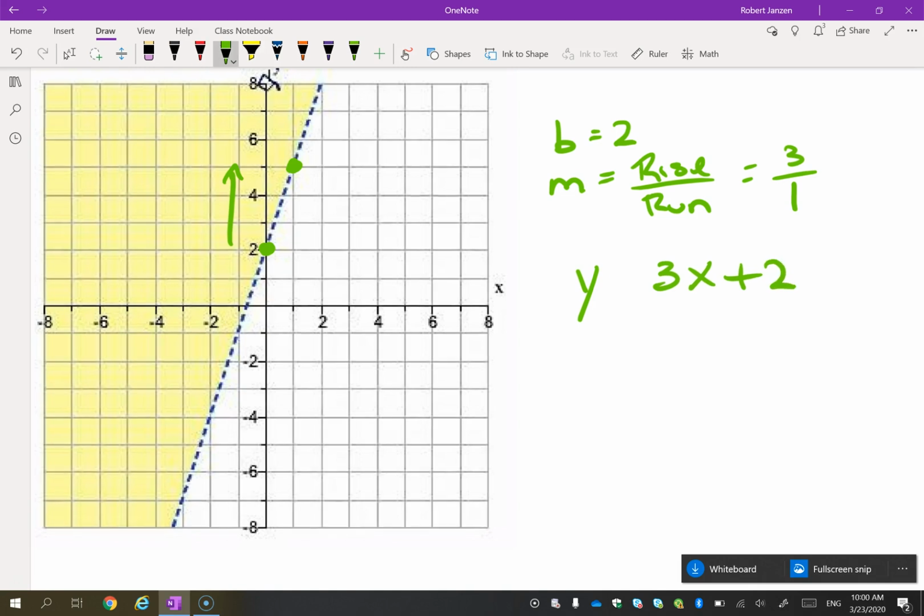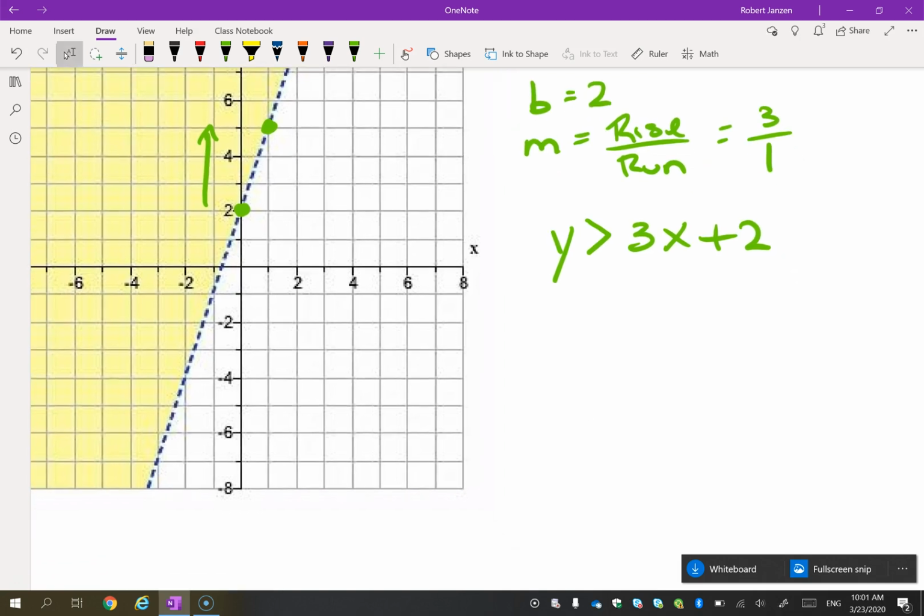It's either less than or greater than. Not equal to because there's a dotted line. Do you think it's greater than or less than? I think it's greater than because it's above the line. It's above the line y equals 3x plus 2. If you're not sure, you could check. If you put 0, 0 in, is 0 greater than 2? No, it is not. This is not a solution, so that's good. 0, 0 doesn't work, so it's not in the solution.